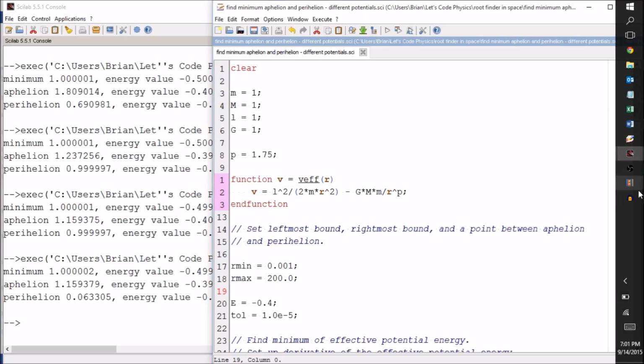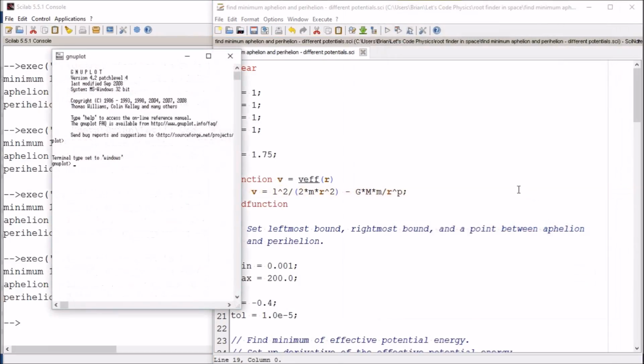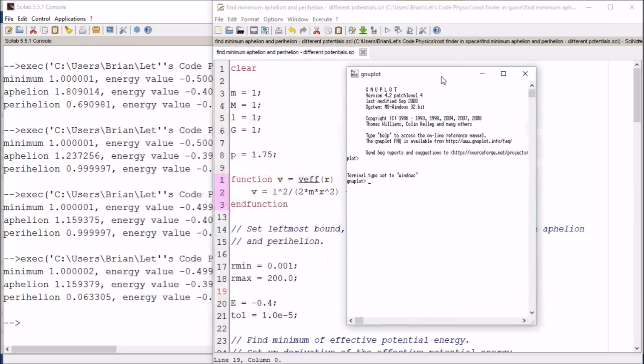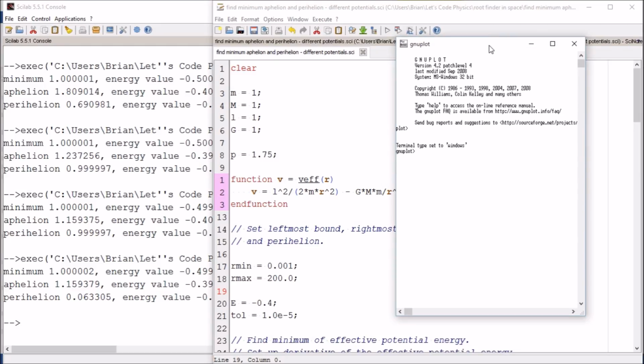So actually, how about I take a second here and do what I should have done before and graph this thing. So I'm going to open up GNU plot. Sorry, I try to keep my start menu hidden from y'all just so you don't get too distracted. But maybe you like seeing my start menu, who knows. So let's try plotting this thing. Actually, let's set the X range first. I always forget to do that first.